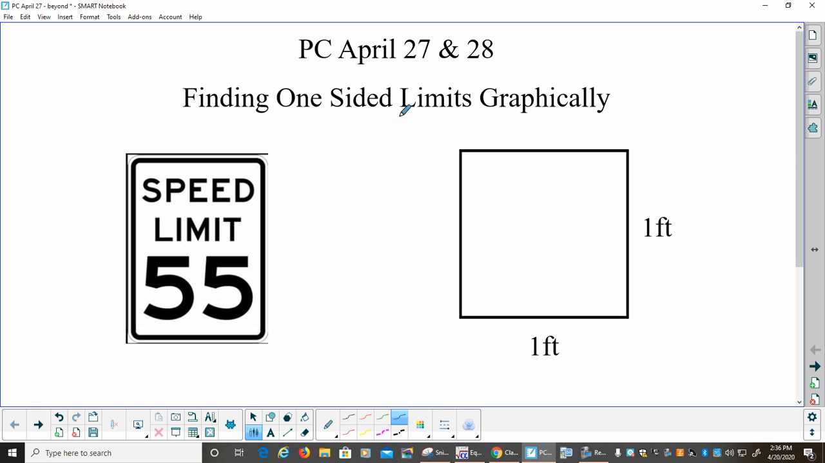The idea that we're starting with is called a limit. And this is where we start calculus. Limits are an essential piece of calculus.